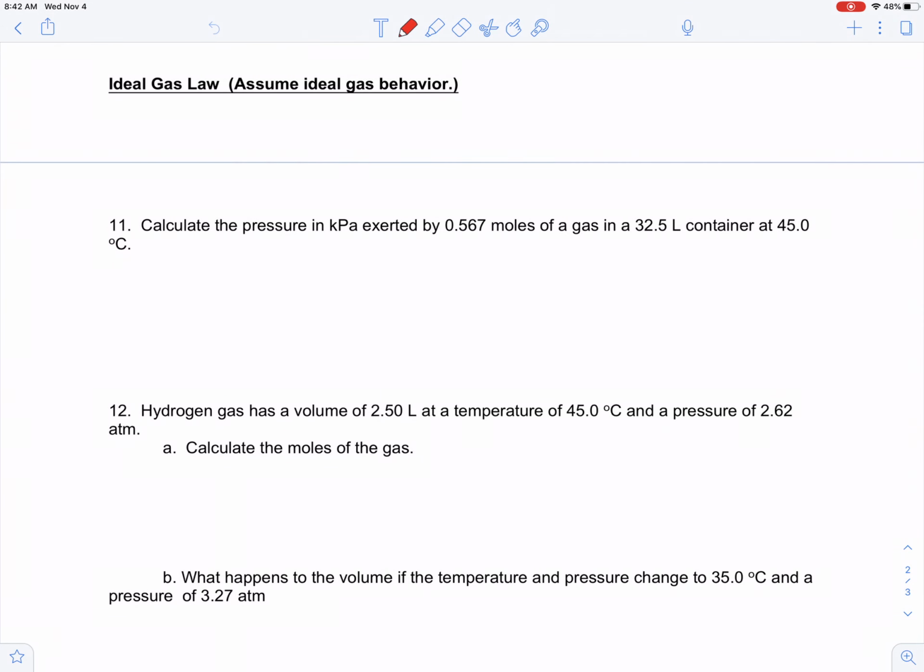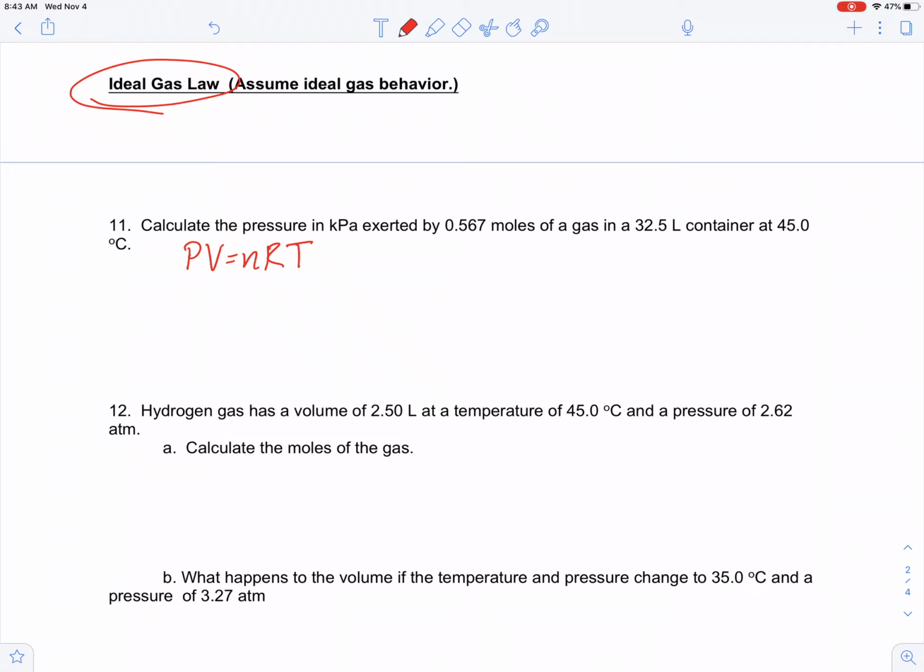I'm going to be going over a PIVNERT, or ideal gas laws, problem. So I'm going to do number 11 with you. It says to calculate the pressure in kPa exerted by 0.567 moles of a gas in a 32.5 liter container at 45 degrees Celsius. Since I've already told you that these are ideal gas law problems, I know that's the equation that I will be using. So it's going to be PV equals nRT, affectionately known as PIVNERT.